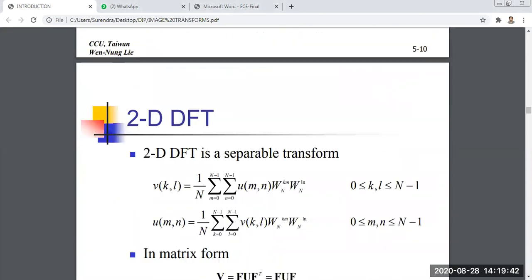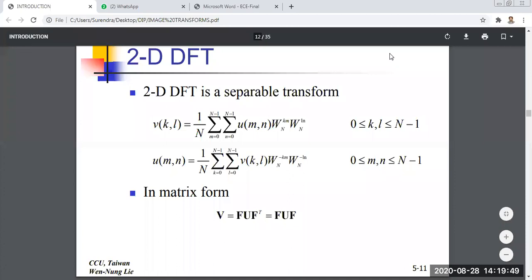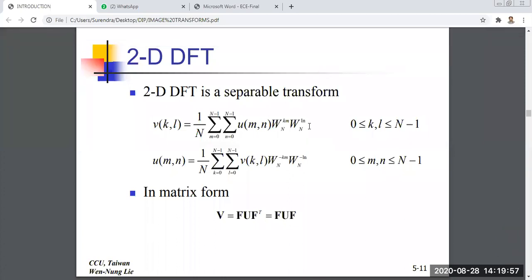Next, extension of the one-dimensional discrete Fourier transform to two dimensions. Two-dimensional means our image, in digital image processing. So in image processing, we are using two-dimensional signals instead of one-dimensional signals. So what is a two-dimensional signal? Our m by n image, or n by n image, depending upon your requirement. If m equals n, that is called an n by n image.